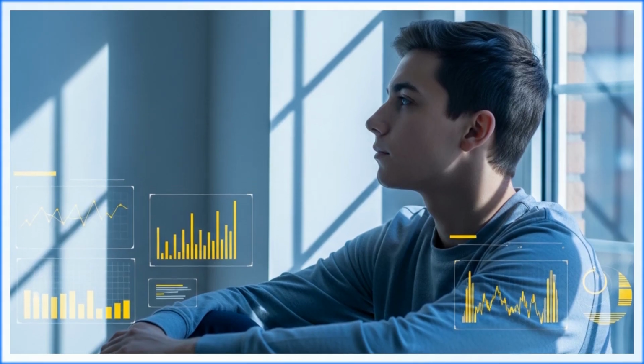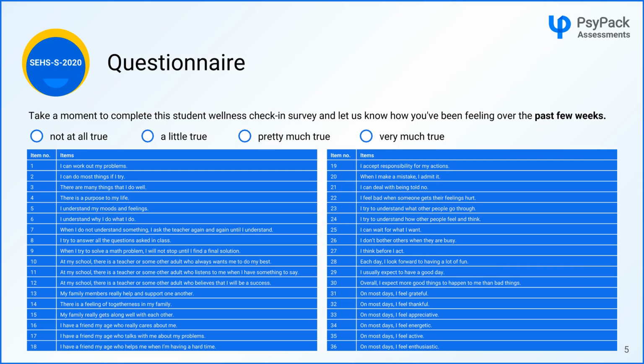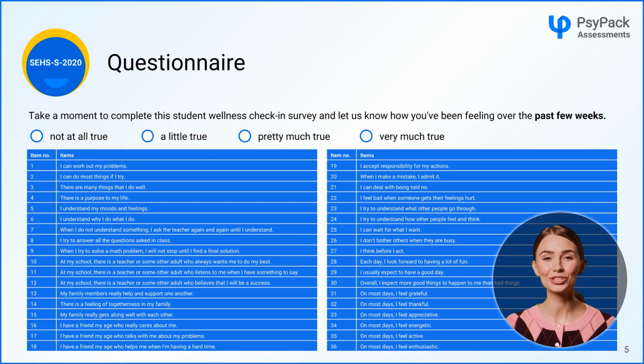Students are asked to reflect on how they've been feeling over the past few weeks. The survey consists of 36 items. For each item, they choose one of 4 responses, ranging from not at all true to very much true. The instructions emphasize that there are no right or wrong answers, encouraging honest self-reflection about their well-being.